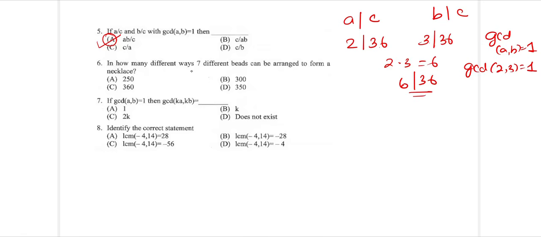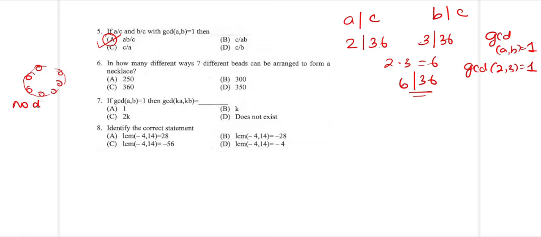How many different ways can 7 different beads be arranged to form a necklace? So you have beads like this, you form a necklace 1, 2, 3, 4, 5, 6, 7. You have beads connected and they form a necklace. So this is going to be a circular arrangement, and when it comes to a necklace, whether you take it clockwise or anti-clockwise, that doesn't matter.